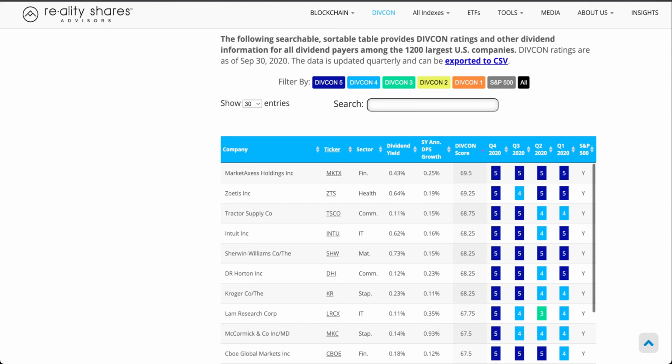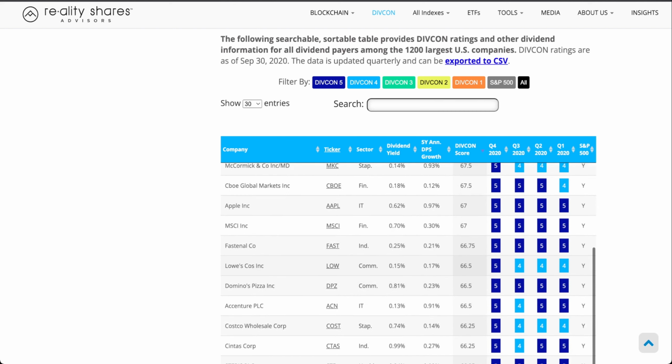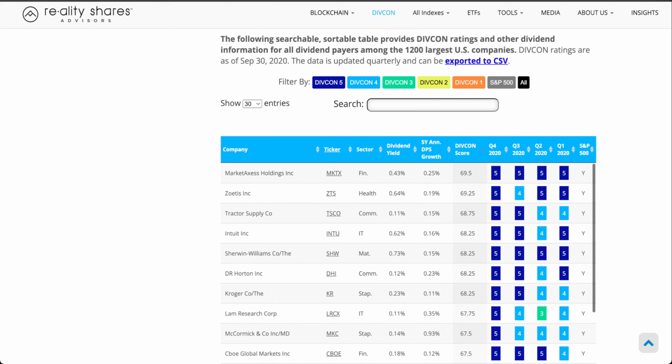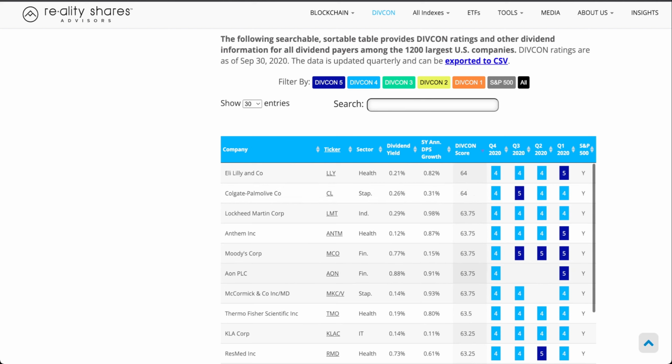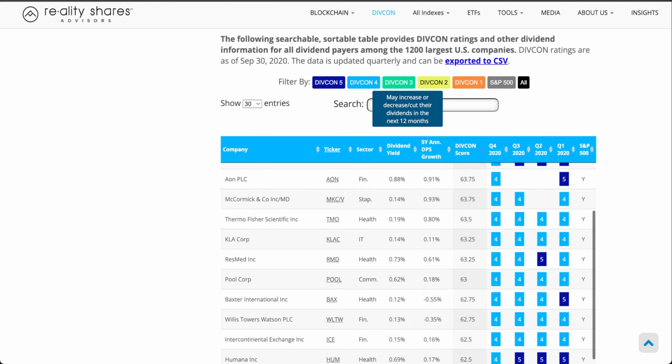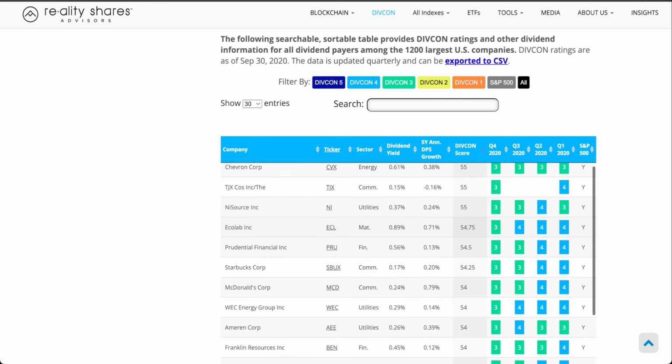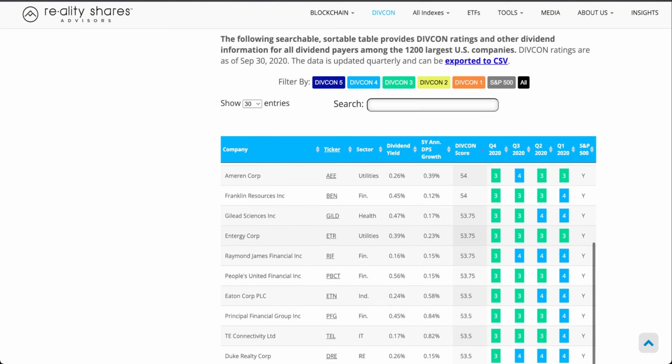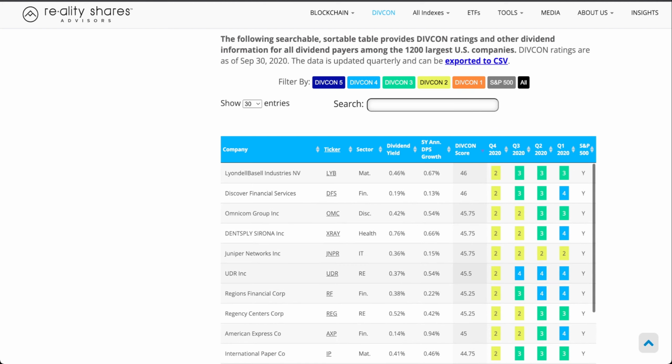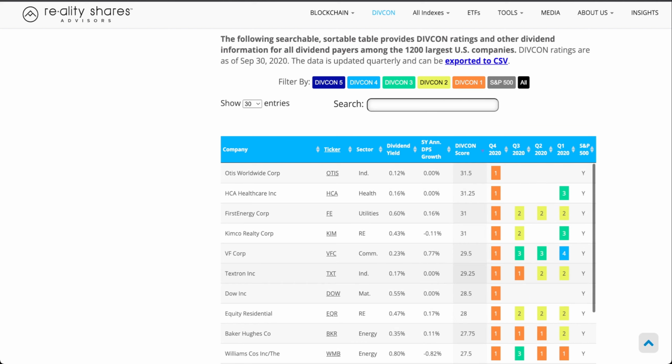Here, when you select only the DIVCON 5 level stocks, which are the stocks with the highest rating, you can see these companies mostly have a rating of 5. When you go to DIVCON 4, we can see the ratings reduce. Likewise, as we go down the ladder in DIVCON 3, the quality of dividends also gets reduced. Likewise, in DIVCON level 2 and DIVCON level 1. So this is a nice way of rating your companies so that you choose the best among them.